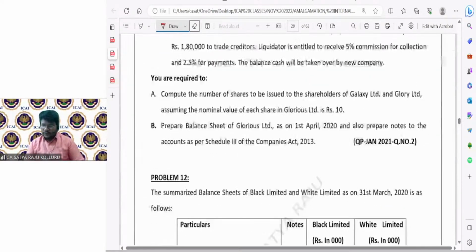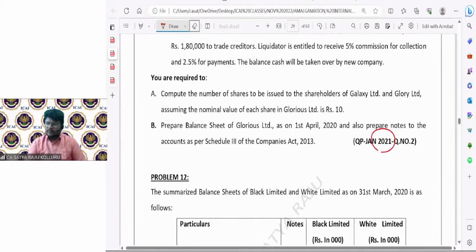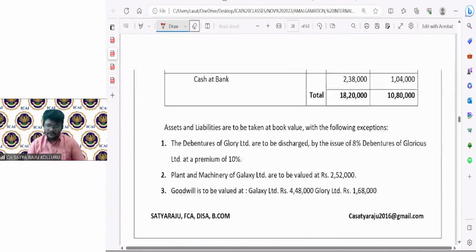This question was asked in Jan 2021. Sir, how is Jan 2021 possible? I think that was Corona time. At that COVID situation, November examinations were postponed to something like January. At that moment, they tested this question.